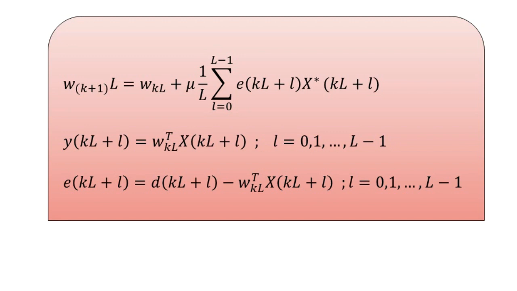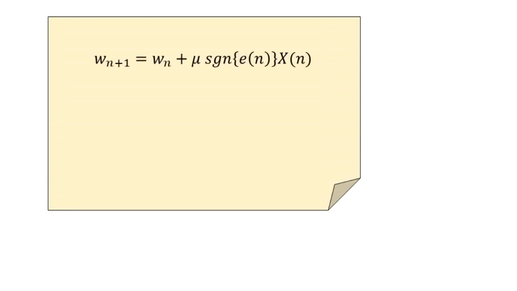So for example, let us assume that x of n, the signal to be fed as input, and the desired signal d of n to be extracted from it are real valued random processes here. The sign error algorithm will have this particular mathematical form: W suffix n plus 1 is equal to W suffix n added by mu into SGN of the error signal E of n multiplied by x of n here.